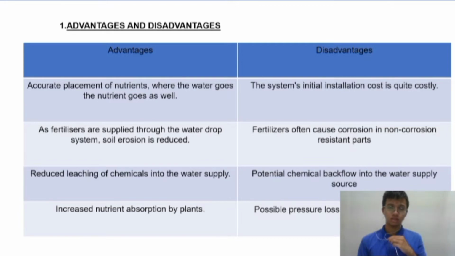Now we're going to the disadvantages of the hanging fertigation. The first one is the initial installation cost is quite costly. Second, fertilizer often causes corrosion in non-corrosion-resistant parts of the fertigation system. Third is potential chemical backflow into the water supply source. Lastly, possible pressure loss in the main irrigation line.